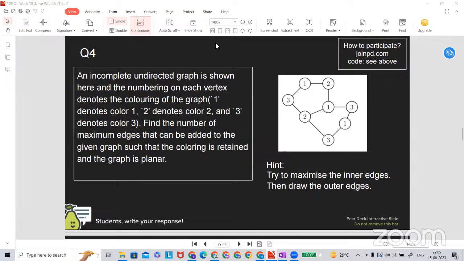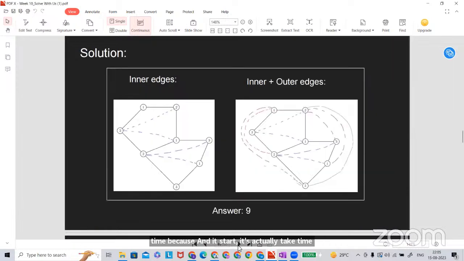This could be done manually. Okay, there is no formula or something. You have to just think how I can connect so that the number of colors is still not affected. I am going to discuss the solution because it may take time, because when you start it actually takes time. So let me show you the simpler one.